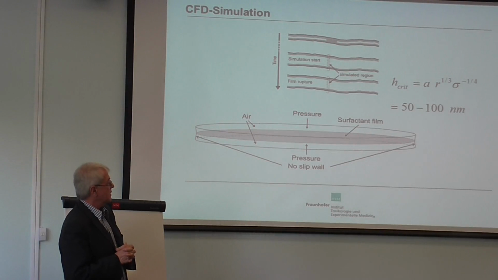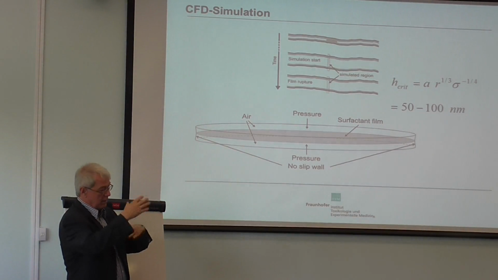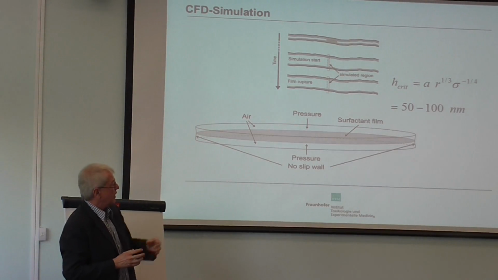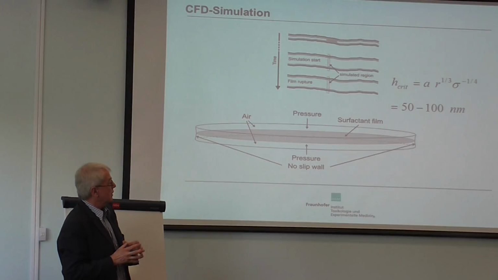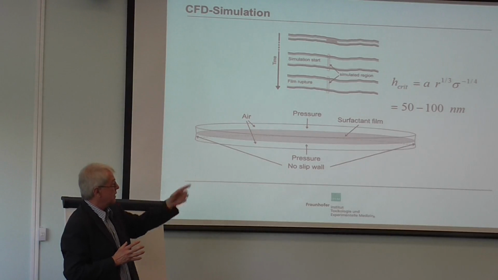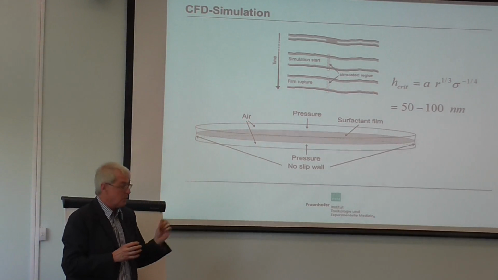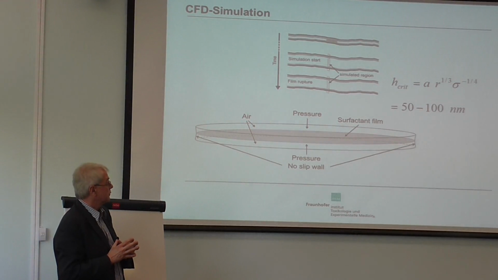But when you do a scaling analysis on the critical film thickness that develops while the airways go open, then you find out that for the rheological and the dimensional properties of the peripheral airways, meaning the radius and the surface tension, you get of the order of 50 to 100 nanometer film thickness before it ruptures.